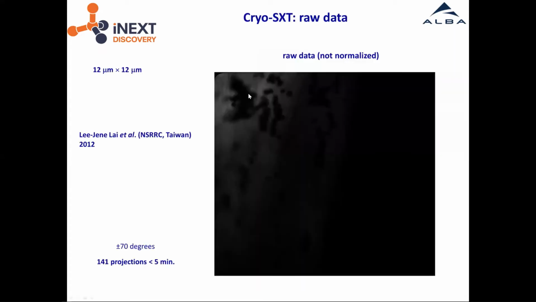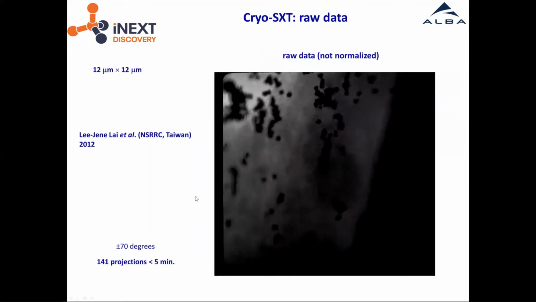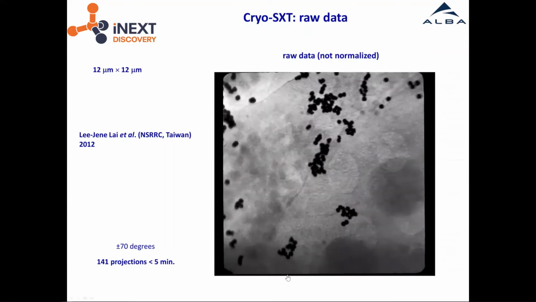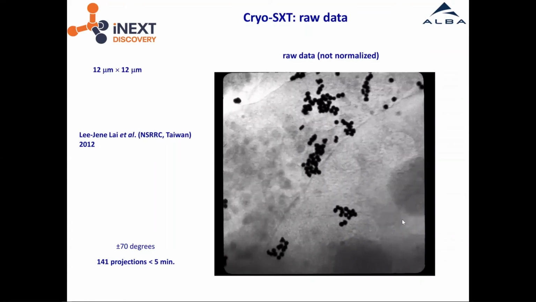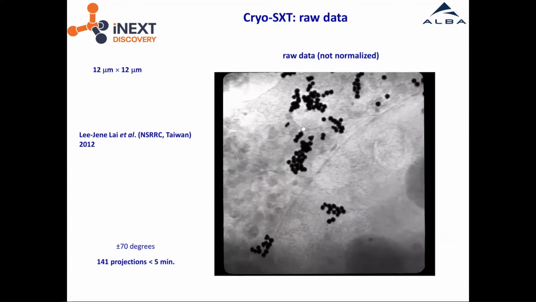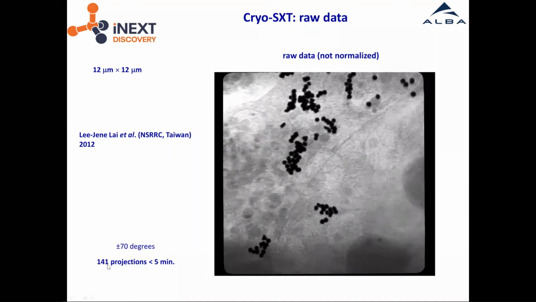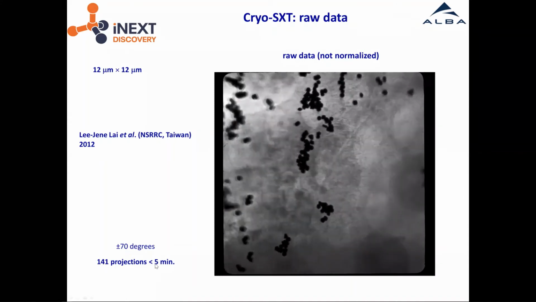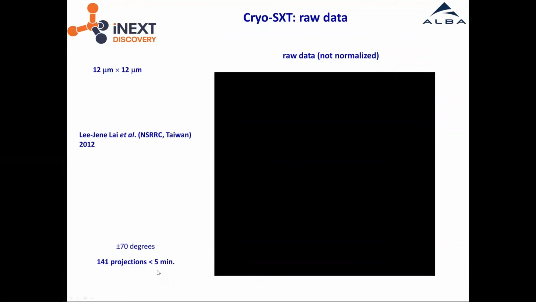And this is how the raw data looks like. These are non-normalized projections. You have the nucleus on the right with the two nucleoli, the nuclear membrane and the cytoplasm. These are 141 projections, and they are collected in a few minutes.